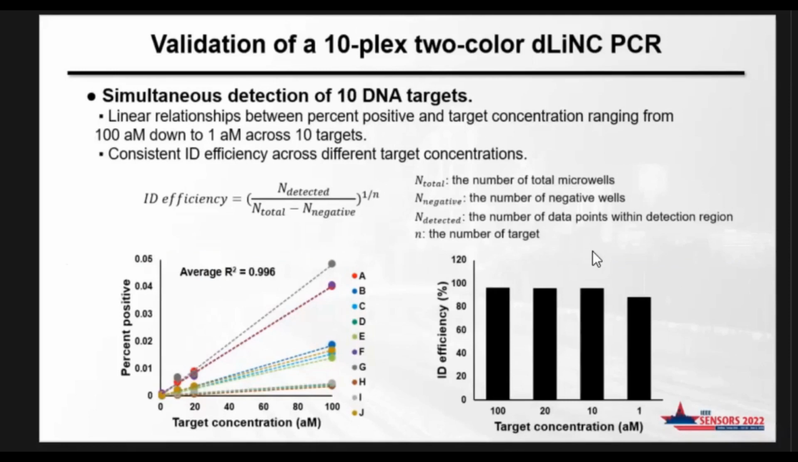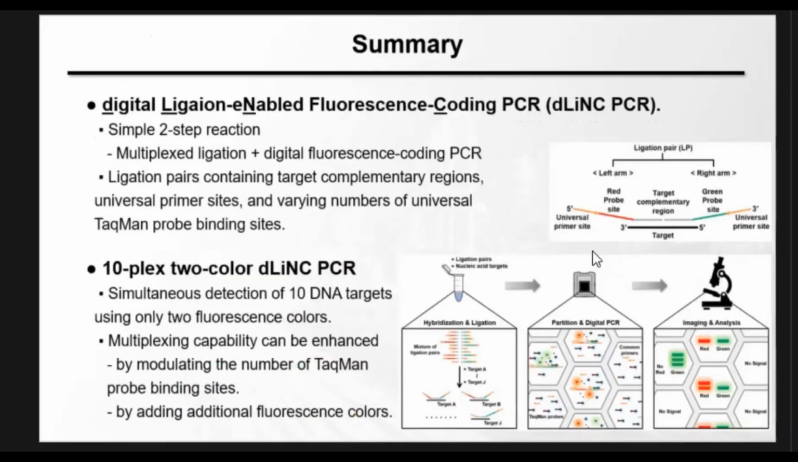In summary, we have developed digital ligation-enabled fluorescence-coding PCR, or digital LiNC PCR, that can simultaneously detect multiple DNA targets, not only DNA, but any kinds of nucleic acid target in a single reaction. And this digital LiNC PCR is a simple two-step reaction, which consists of multiplex ligation and subsequent digital fluorescence coding PCR using only one pair of primer and code.